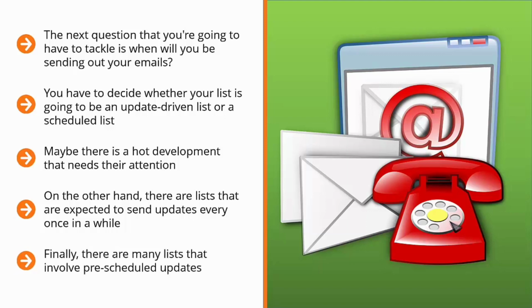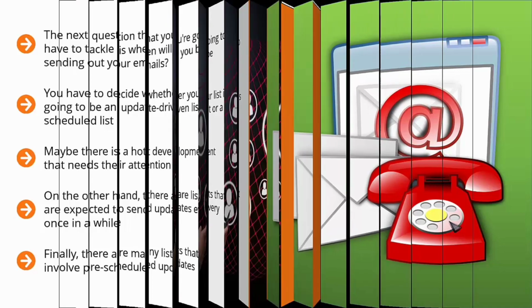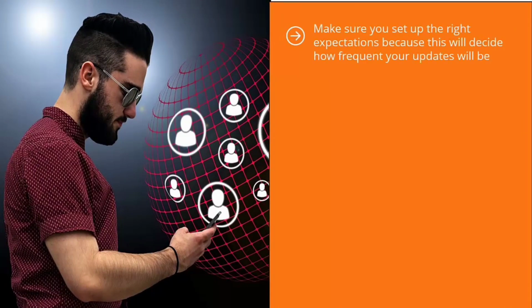Finally, there are many lists that involve pre-scheduled updates. These are usually tutorials or autoresponder series that people specifically sign up for. For example, if I sign up for an email list that is promising to teach me how to trade Bitcoin on a weekly basis, I would expect that I would receive a tutorial email with links to instructional videos once a week. Make sure you set up the right expectations because this will decide how frequent your updates will be.